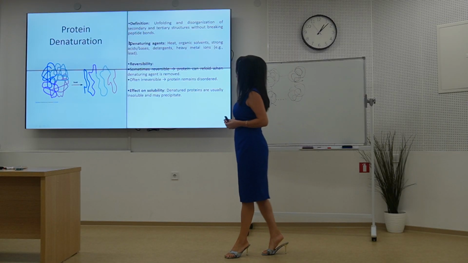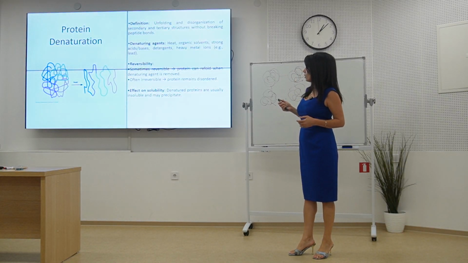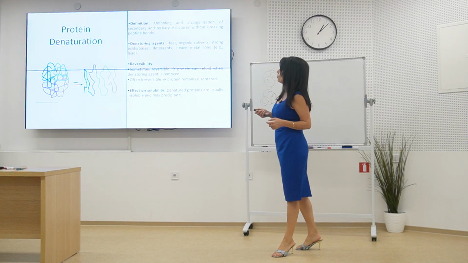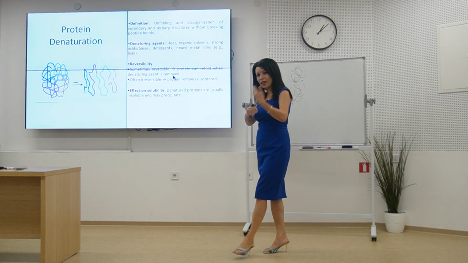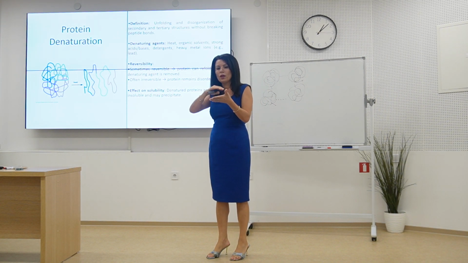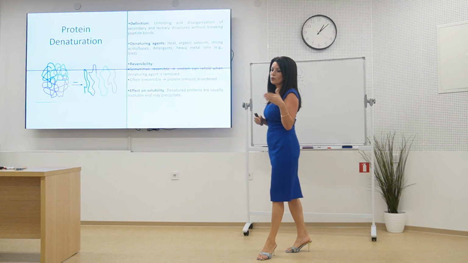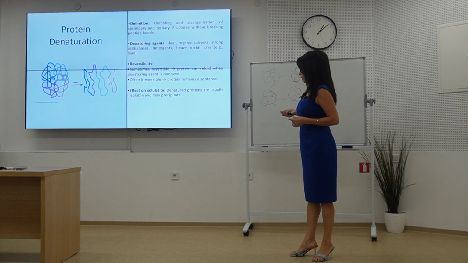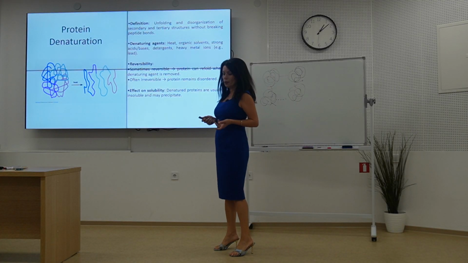Sometimes there is reversibility of denaturation, which means if the denaturing agent is removed, the denaturation can be reversible, and proteins could become soluble again, with refolding of the polypeptide chains after the removal of denaturing agents. The effect on solubility: denatured proteins are usually insoluble and may precipitate.